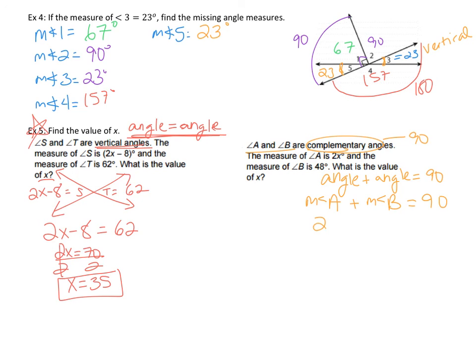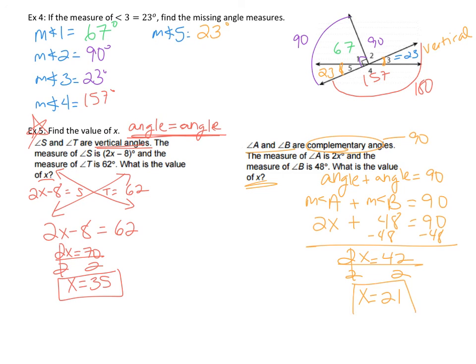Now if A is 2x and B is 48, you just substitute each of those pieces in there, and then there is your equation you can solve. So if you subtract 48 from both sides, we end up with 2x is equal to 42. Divide both sides by 2 again, and we get x equals 21. And in this one, that's all we're asking for is just the x value.